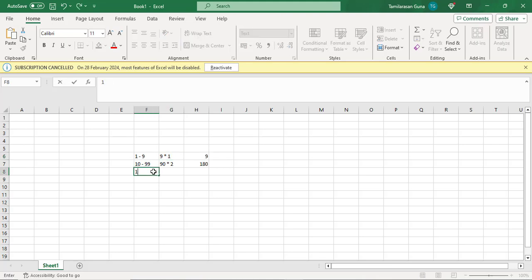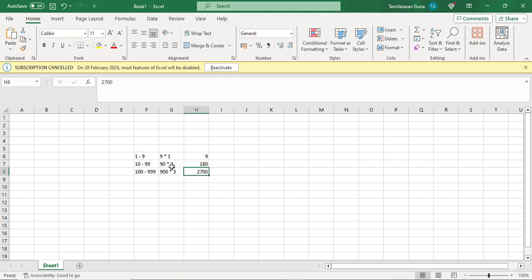Similarly, from 100 to 999. Totally how many 3-digit numbers are there? It's pretty simple. 900 into 3. Totally we have 900 numbers. 900 into 3 is 2700, which means we have 2700 digits between 100 and 999.